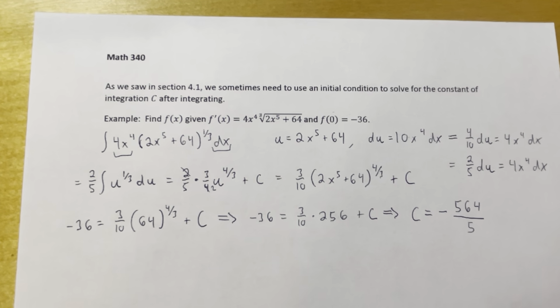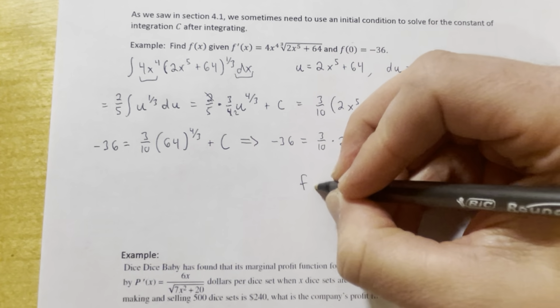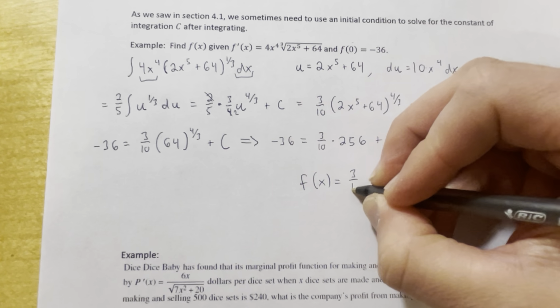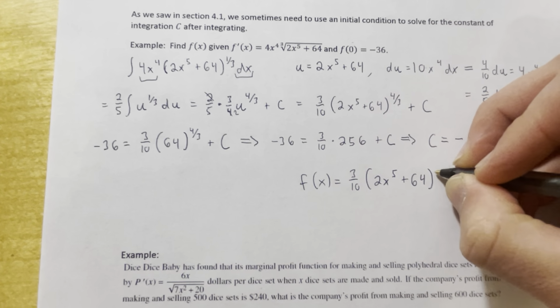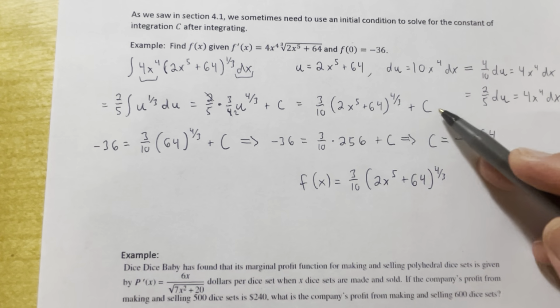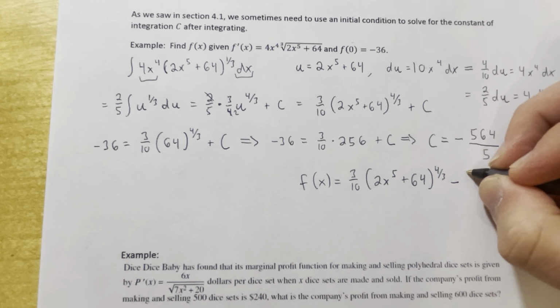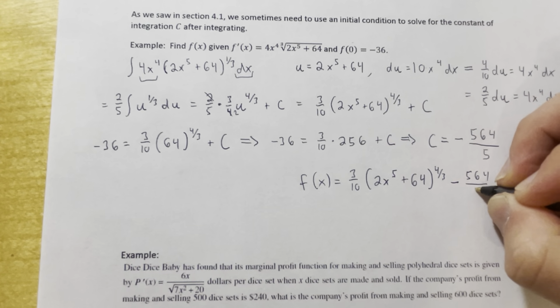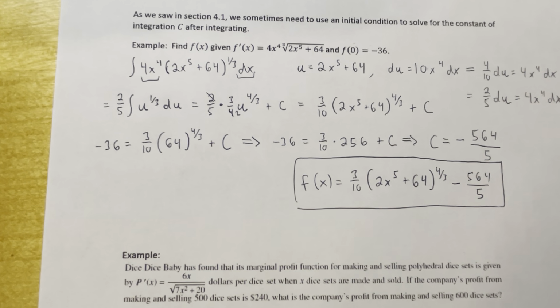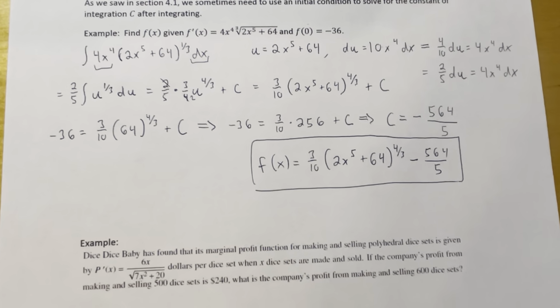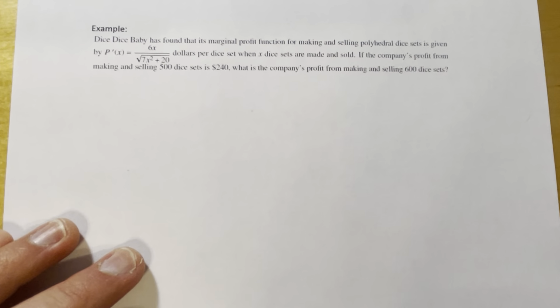Okay, now that's not my answer. That is what I have to put into this c here to get my answer. So now I know this. F of x is equal to 3/10 times (2x to the 5th plus 64), all to the 4/3 power, plus c will actually look like minus 564/5. Okay? So again, in this problem, it looked very similar to all the other examples we've already done, but we had one additional step where we had to determine what c was equal to given this additional information up here. Okay, we have one last example to look through.